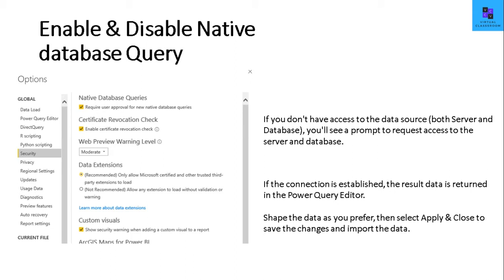How to enable and disable the native database query? Whenever you establish a native database query by using a SELECT statement, sometimes you get an error or a pop-up which says you need to have an approval. In that case, you go to the settings menu. Under the global options, in Security, you can check or uncheck Require user approval. In this case, you don't have any issues connecting to the database, and the resulting data will automatically be returned to the Power Query editor, where you can perform many more transformations.